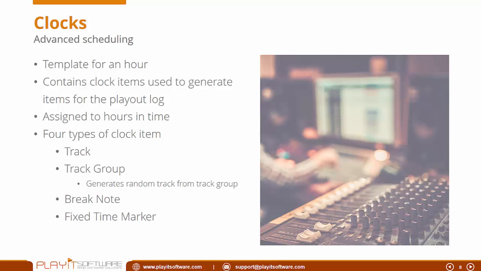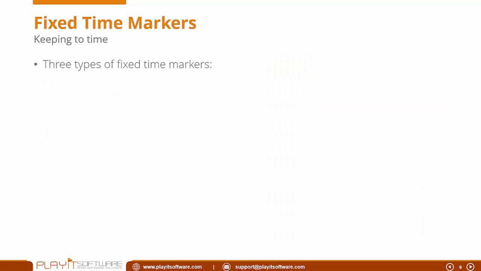And the final clock item is the fixed time marker. Fixed time markers are used to keep time in the log. They help items play at roughly the time that you specify. There are 3 different types of fixed time marker: hard, soft, and not before. A hard fixed time marker will cause any Playout before it to immediately fade out and play the next track at the specific time.